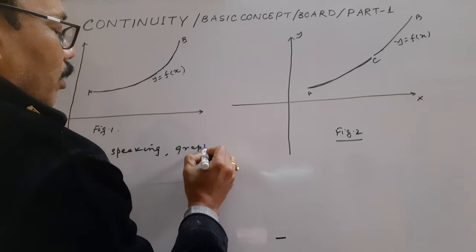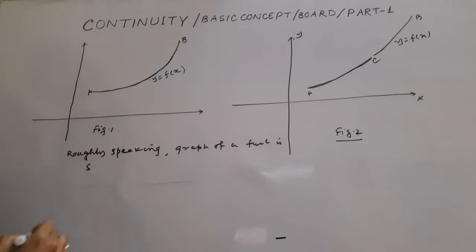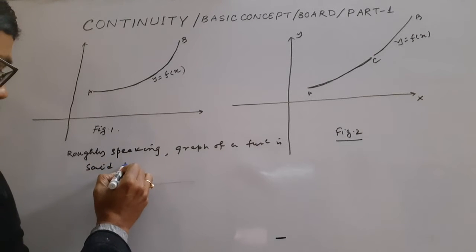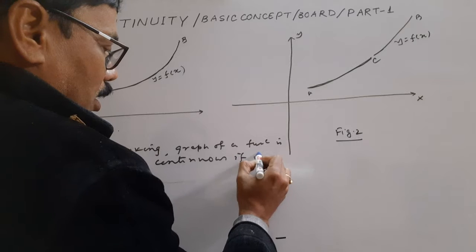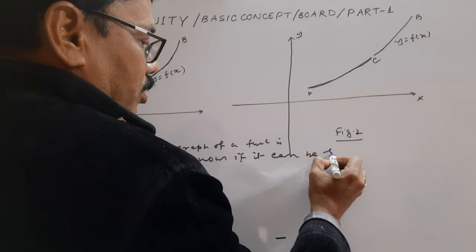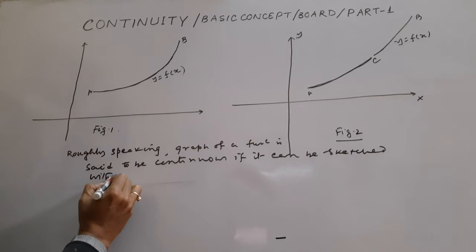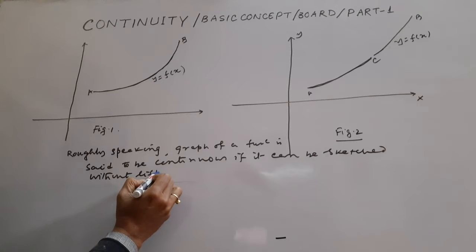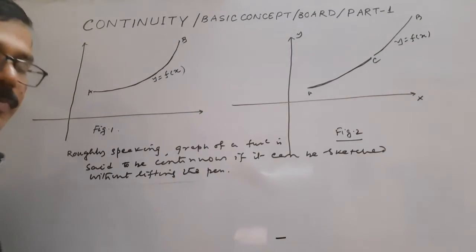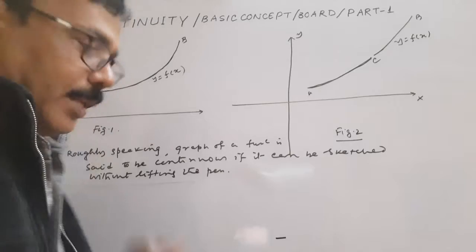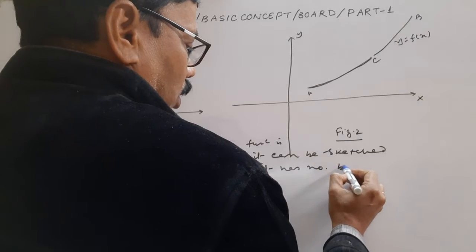the graph of a function is said to be continuous if it can be sketched without lifting the pen or pencil. That is, it has no break point.